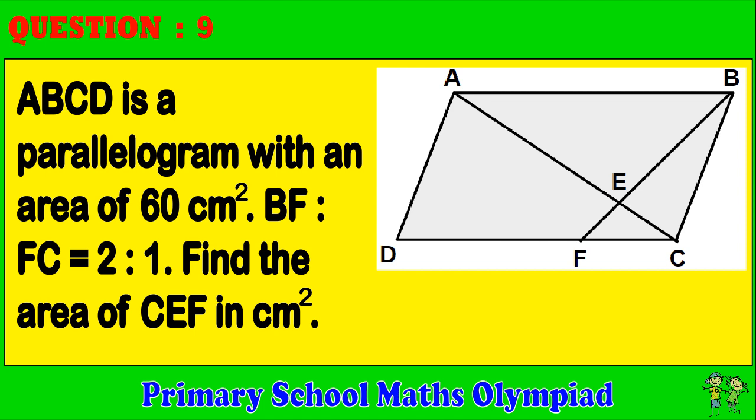Question 9. ABCD is a parallelogram with an area of 60 centimeters squared. BF to FC equals 2 to 1. Find the area of CEF in centimeters squared.